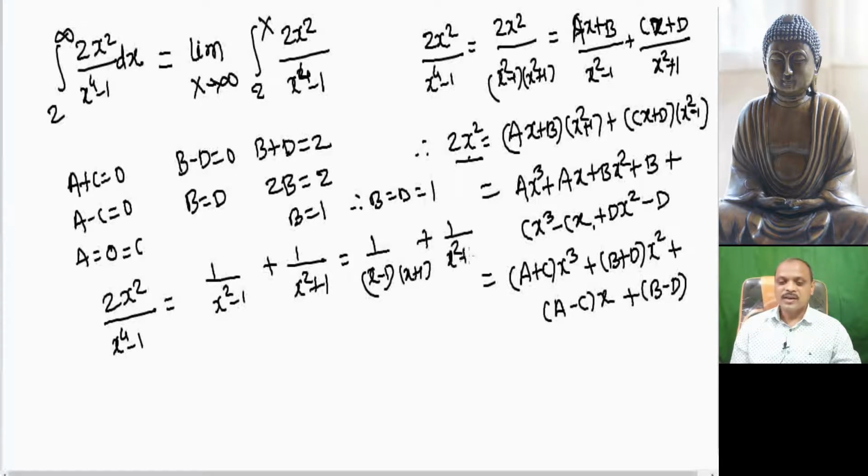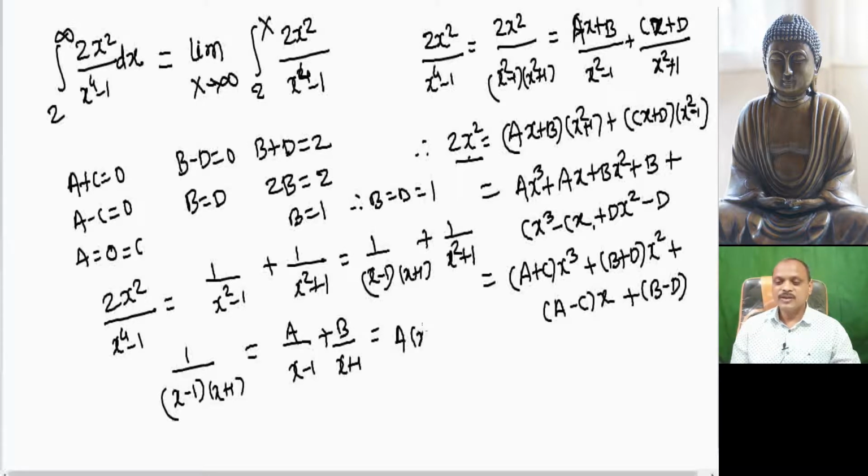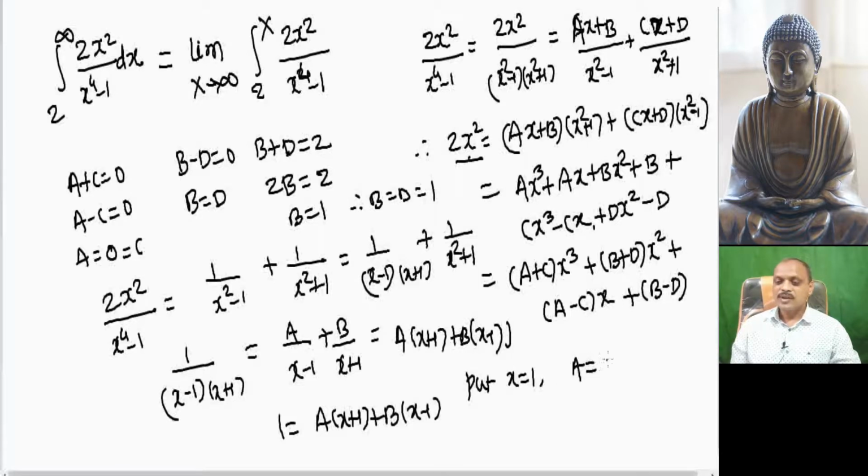Here again apply the partial fraction. 1 divided by x minus 1 into x plus 1 equal to a divided by x minus 1 plus b divided by x plus 1, equal to a into x plus 1 plus b into x minus 1 over the product. Now we get a new equation: 1 is equal to a into x plus 1 plus b into x minus 1. Let us put x equal to 1. If we put x equal to 1, we get a equal to 1 by 2. Again if we put x equal to minus 1, we get b equal to minus 1 by 2.